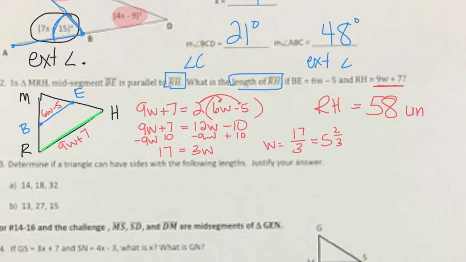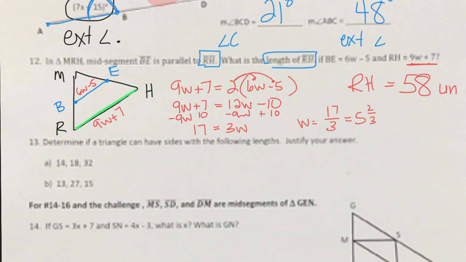If you're plugging this into your calculator and you have that many decimals, literally put in that many decimals so that your calculator doesn't round and give you the wrong answer, because there's no decimals there.